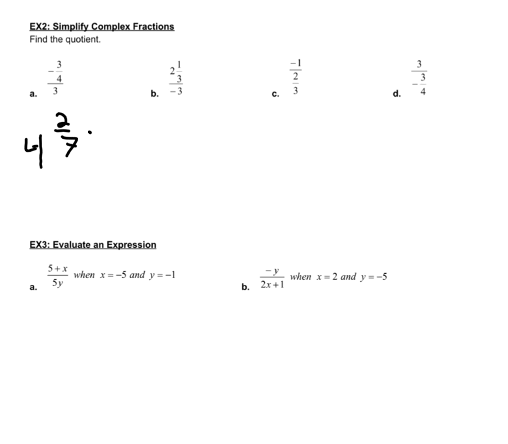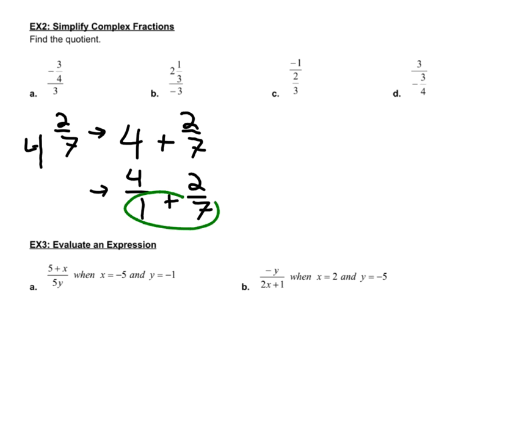So this is the same thing as saying 4 plus 2/7. And we still can't add these, so let's make that 4 a fraction. This is the same thing as saying 4/1 plus 2/7. But to add two fractions, we need common denominators.